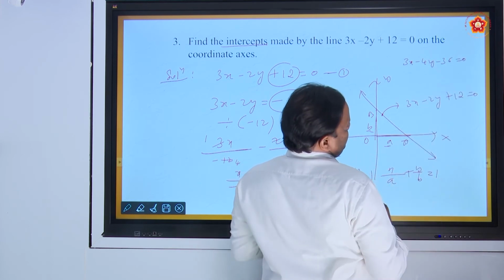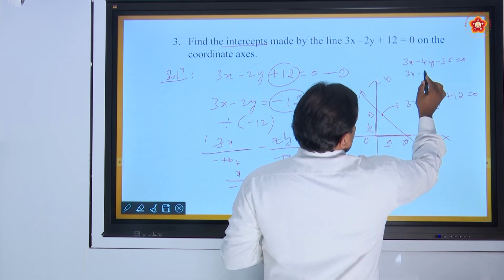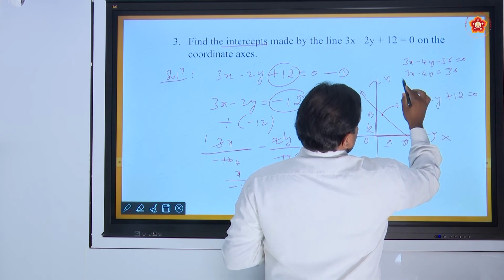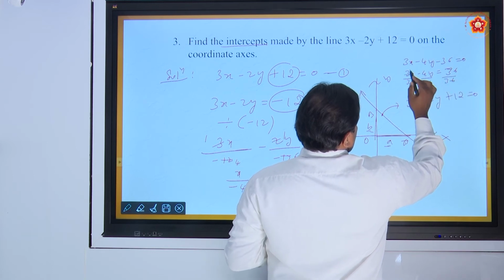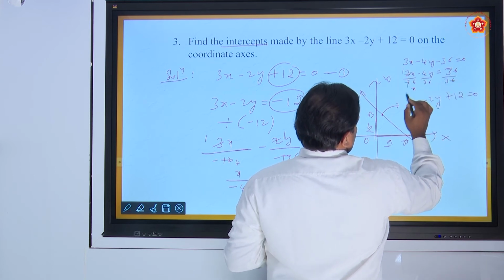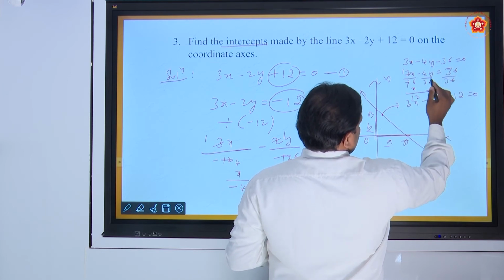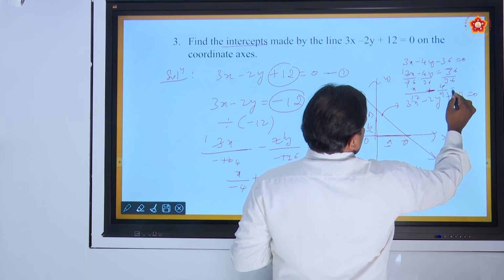What is the x and y intercept here? Very simple. Take 36 to that side: 3x minus 4y is equal to 36. Dividing the whole by 36, 36, 36, 36, correct? x by 12 minus y by 9 is equal to 1.